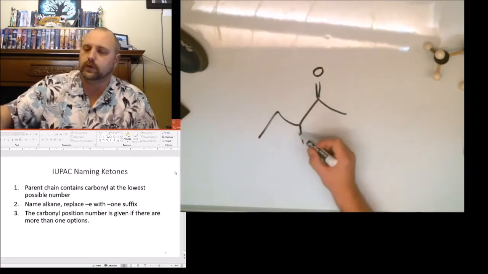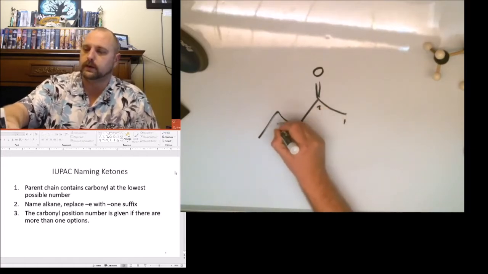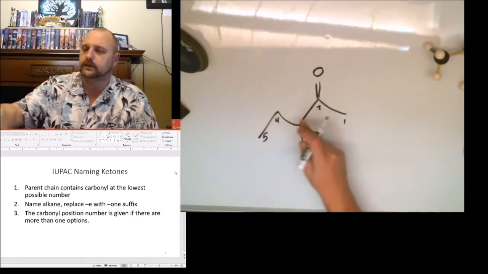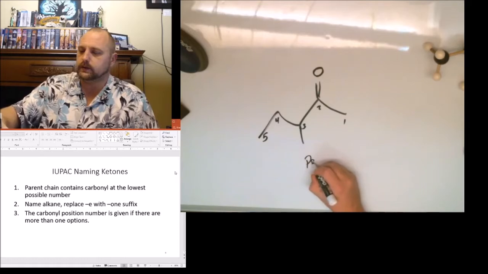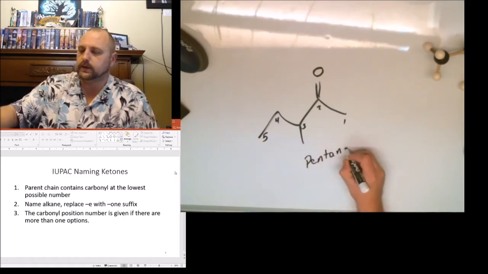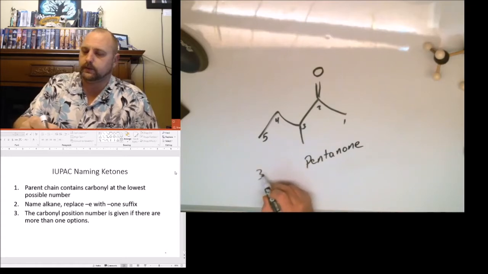Remember, I decide to go this numbering. 1, 2, 3. I'm going to go this way to get the longest continuous chain. So 1, 2, 3, 4, 5. This will be pentanone with a 3-methyl.